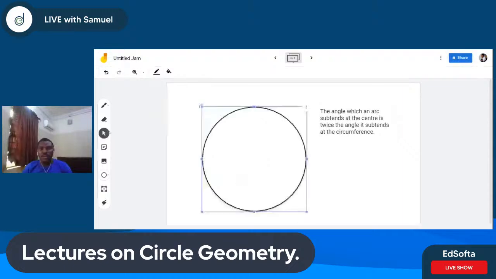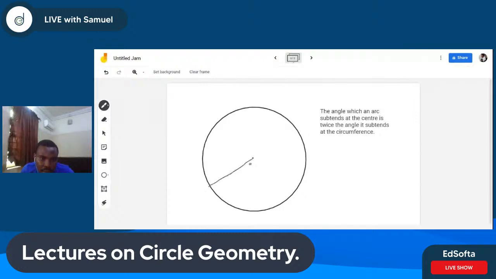So they said the angle. So first we pick a center. We say this is our center. They said the angle which an arc subtends at the center. So an arc. So let's say the arc.